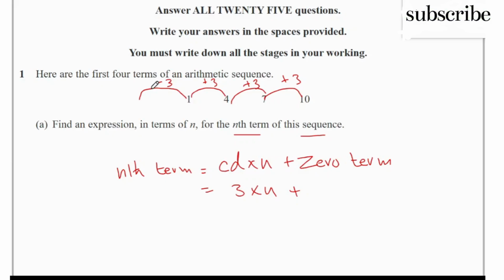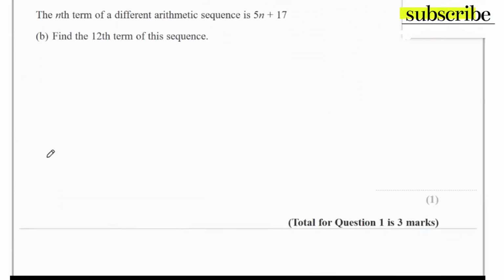So what number would it be? 1 minus 3 would be minus 2. So if we add plus 3 over here, that becomes 1. So the 0 term would be minus 2. Okay, so 3n minus 2 is our nth term. So this is question number 1 done. Let's move on to question number 1 part 2.